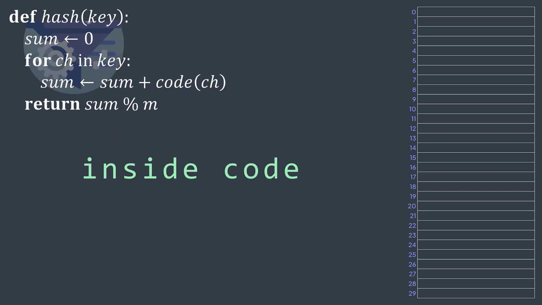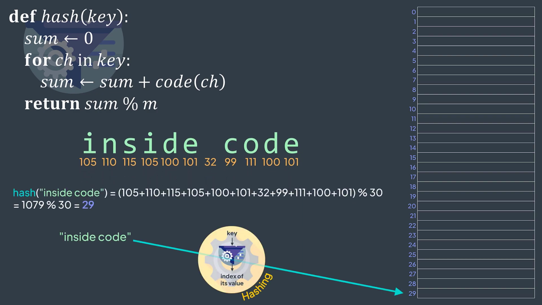For example, for the key "inside code" and m equal to 30, here is the ASCII code of each character. By doing the sum, we get 1079, and modulo 30, we get 29. So, by using this hash function on the key "inside code", we got a hash of 29. It means that the value associated to the key "inside code" is at index 29. We created this simple hash function, and it's working, but is it a good one? That's another story. We will talk about it later.